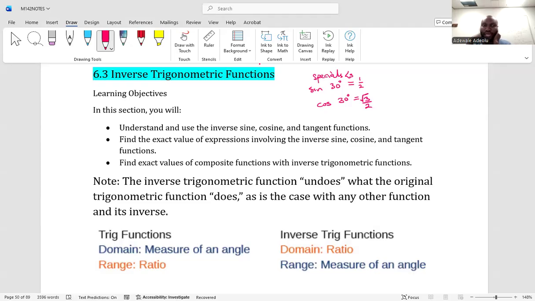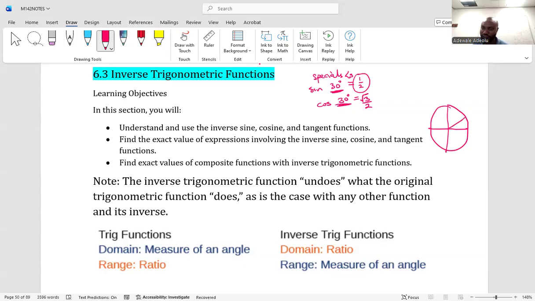We want to talk about the inverse of trigonometric functions. That is, we want to be able to move from ratio back to angle. So what we've been doing so far is we have the angles, and we have been getting the ratio, the values.